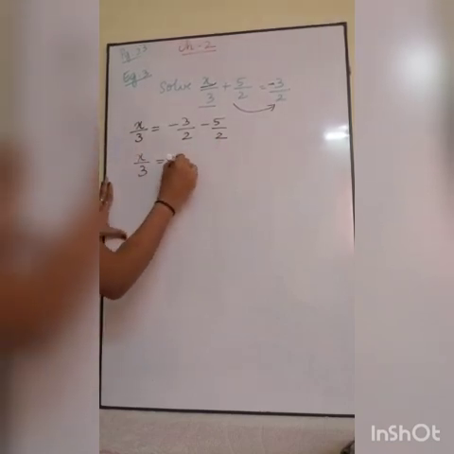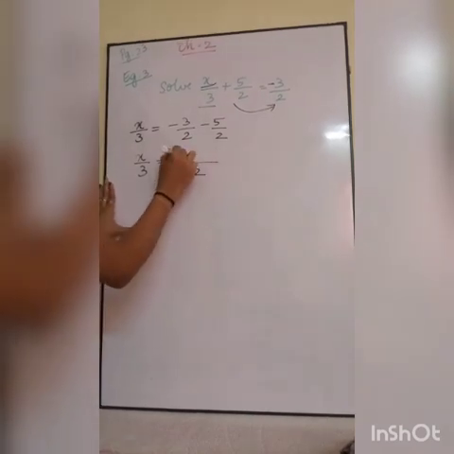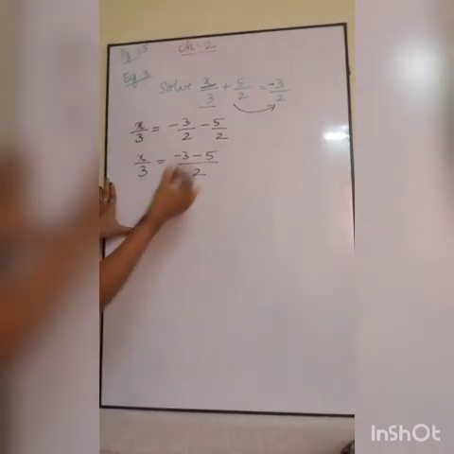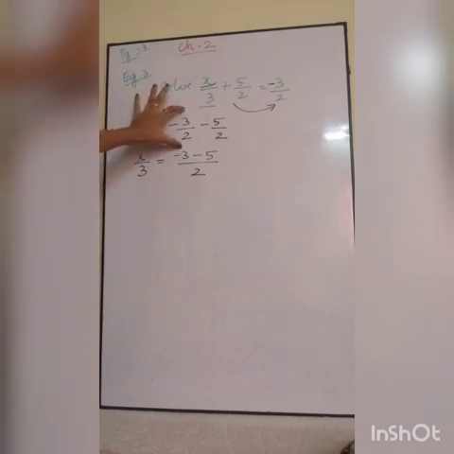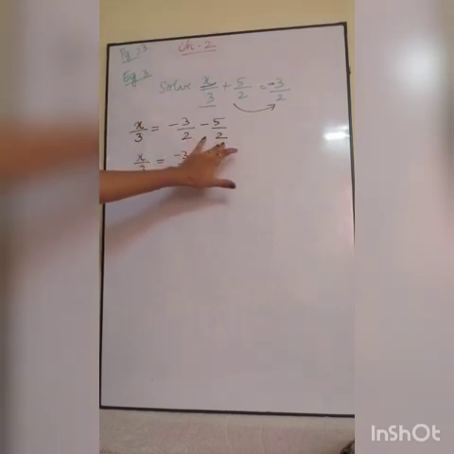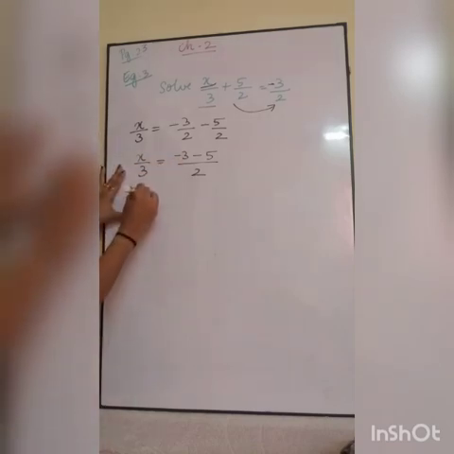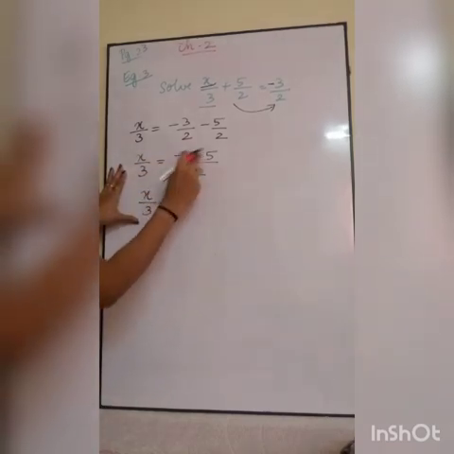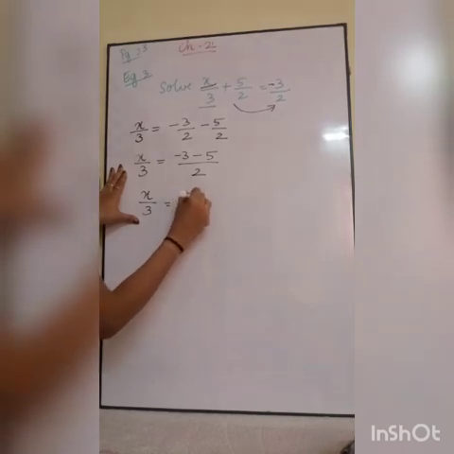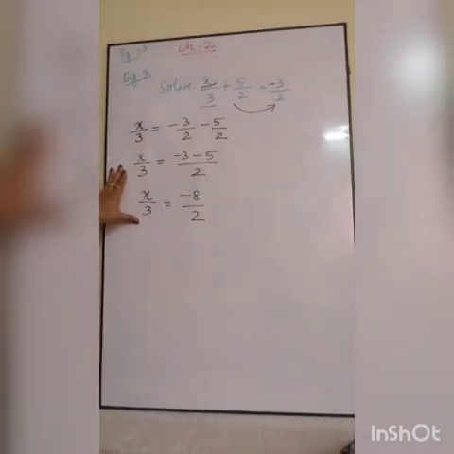So can we add or subtract the numerator alone? Minus 3 minus 5. Can we write like this? Yes, because these two are rational numbers with the same denominator. So you can write only the numerator: x by 3 equal to minus 3 minus 5, which is minus 8 by 2.